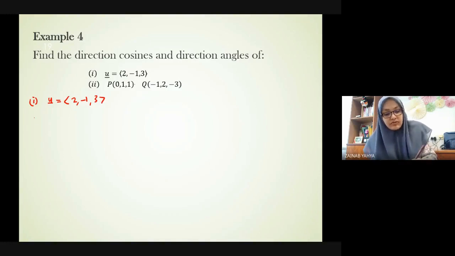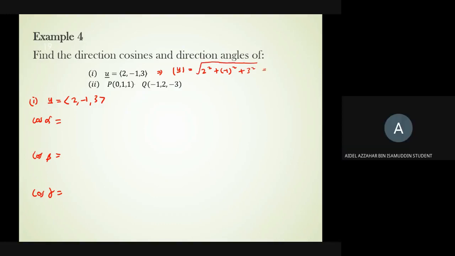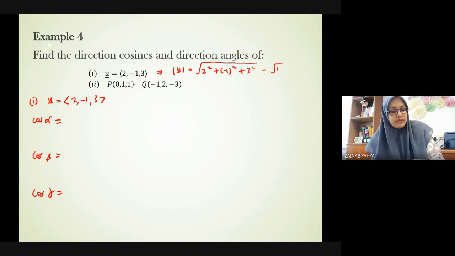So we want to find cos alpha, cos beta, cos gamma. Cos alpha is the x component divided by the magnitude of U, so it's better to find the magnitude first. The magnitude of U is equal to the square root of 2 squared plus -1 squared plus 3 squared. So what's the answer here? Square root 14. Okay, I trust you.